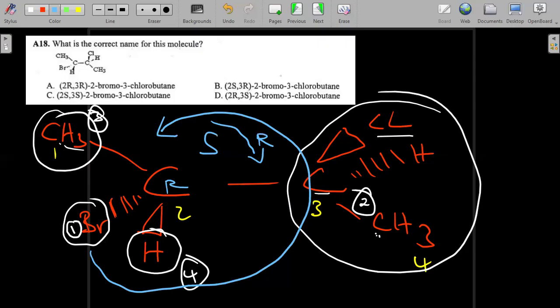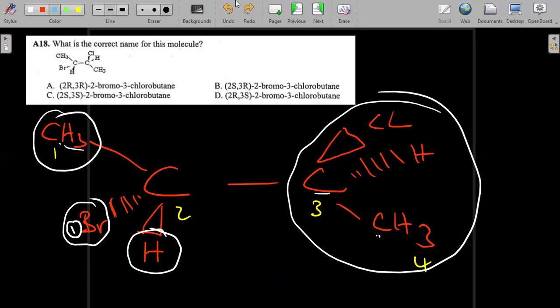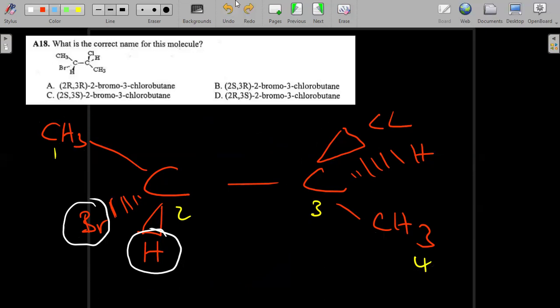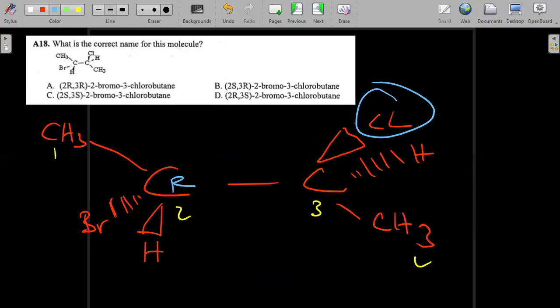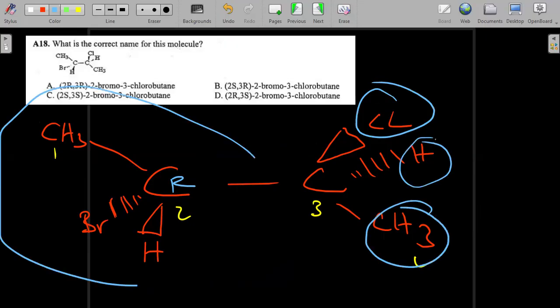Then let's consider carbon 3. What configuration is it going to have? We've said this one here is R. What about this one? It is attached to chlorine, hydrogen, methyl, and this whole group here. The one which will be number 1 is the chlorine. Number 2 is going to be this carbon here, because it's attached to the bromine. And then this is going to be number 3.